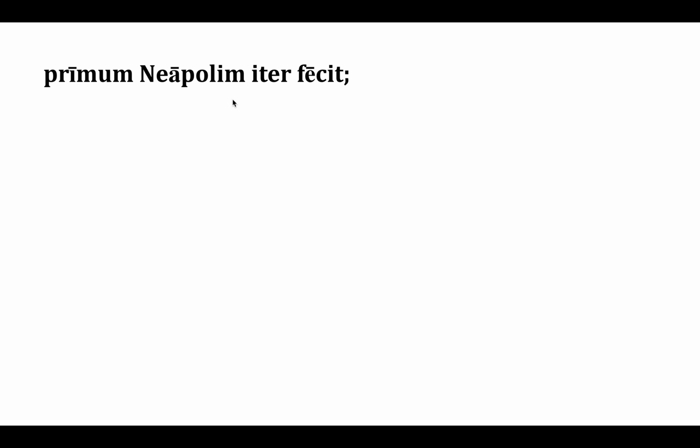And then Neapolim is the accusative of Neapolis, which is the city of Naples. And here what you need to remember is this rule that if you want to say to a city or town, you don't use the word ad, you just put the name of the town or city into the accusative case. So for example, Romam means to Rome. And that's what you have here. So first he made a journey to Naples.